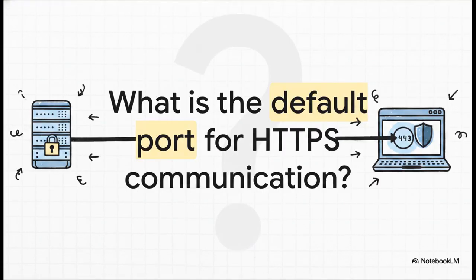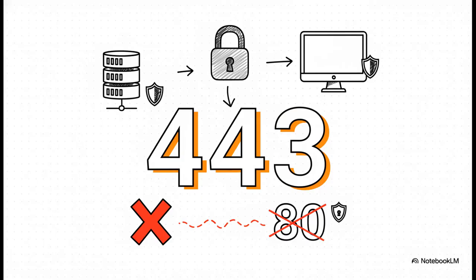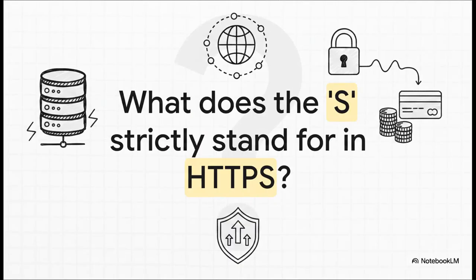Question 2. We talked about how different protocols use specific doors or ports. So, what is the default network port used for secure HTTPS connections? Boom, it's port 443. Keep in mind that's entirely separate from the highly insecure port 80, which is just standard unencrypted HTTP.